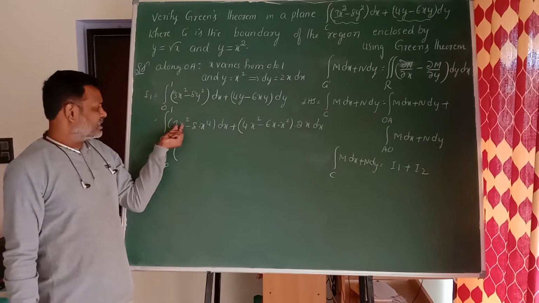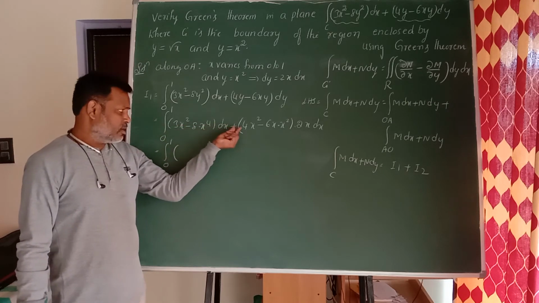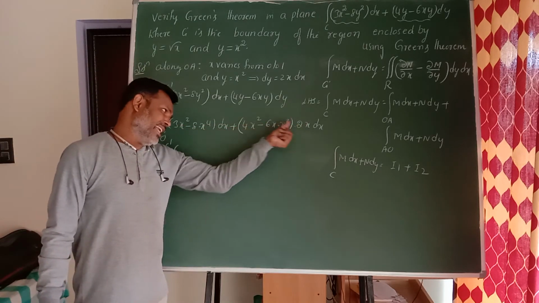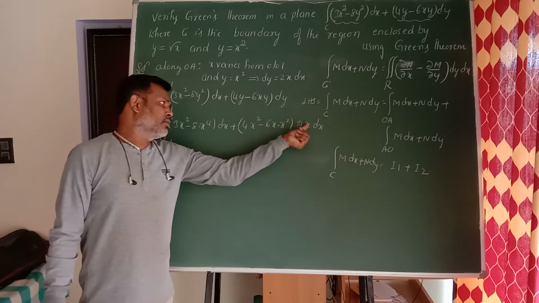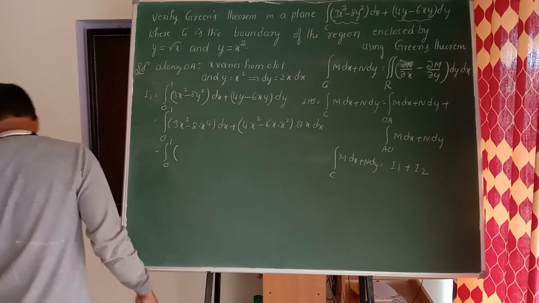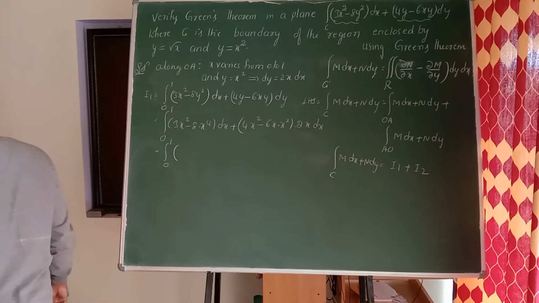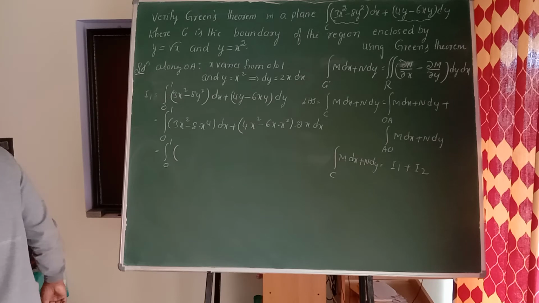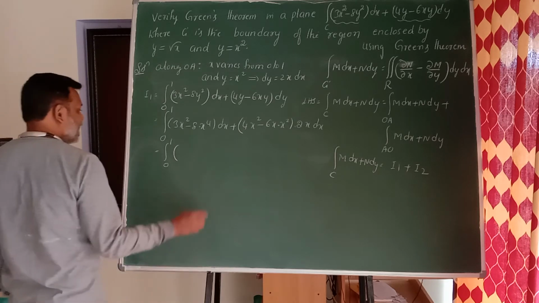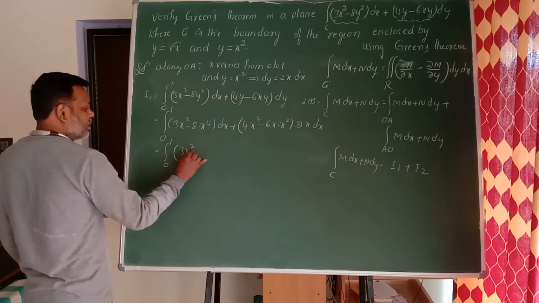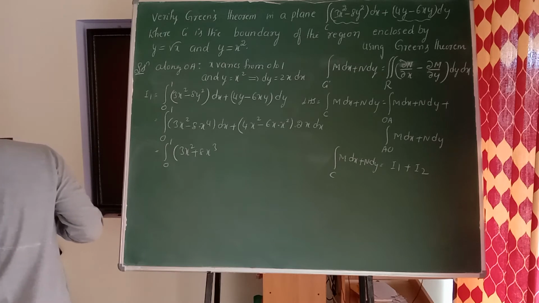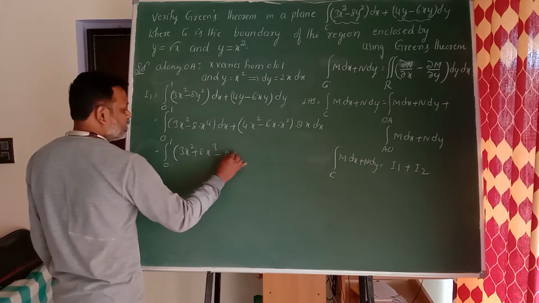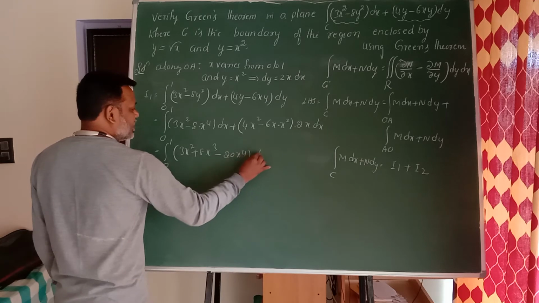After simplifying, from 0 to 1, taking dx common, what happens here? 3x² − 8x⁴ + 4x² into 2x, that is 8x³, minus 6 into x into x² into x, which is x⁴. After simplifying this, the quantity becomes 3x² + 8x³ − 20x⁴ dx.